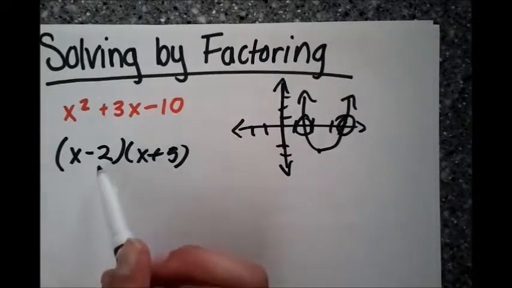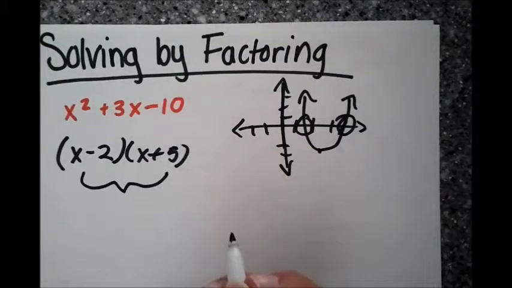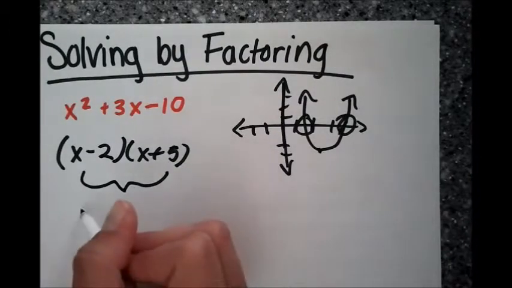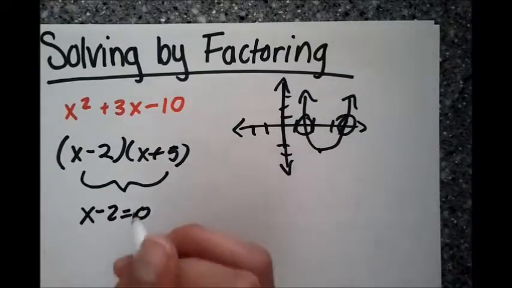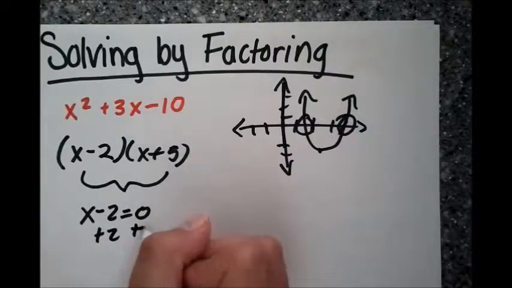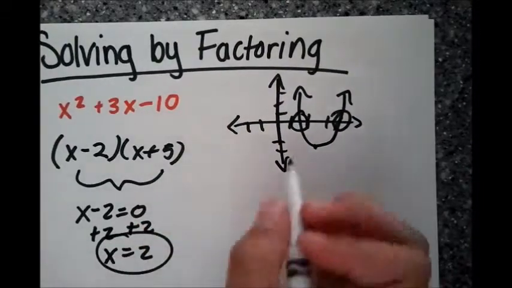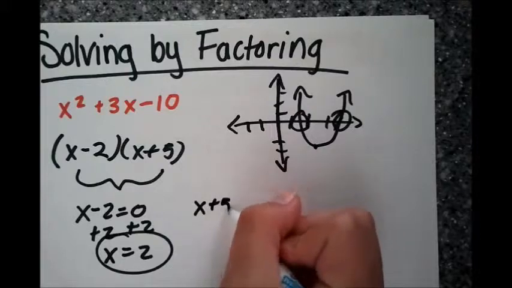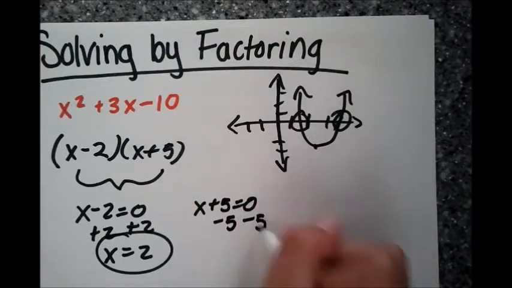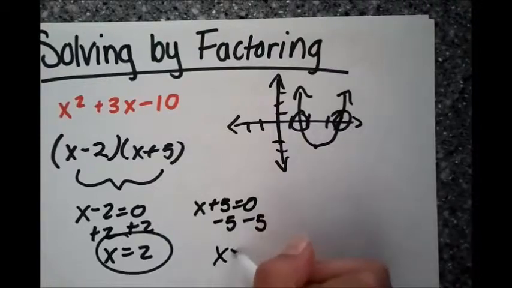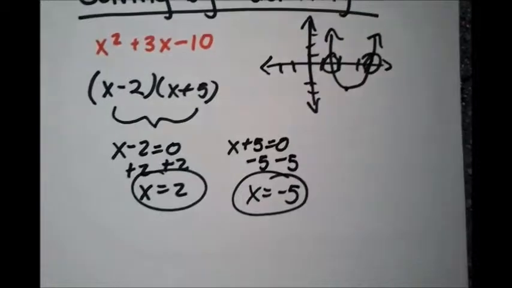And these two have to equal 0. So once we found those, you have to set them equal to 0. So we have x minus 2 equals 0. You add 2 to both sides, and x equals positive 2. There's 1. x plus 5 equals 0. Minus 5, minus 5. x equals negative 5. So those are our 2 points.